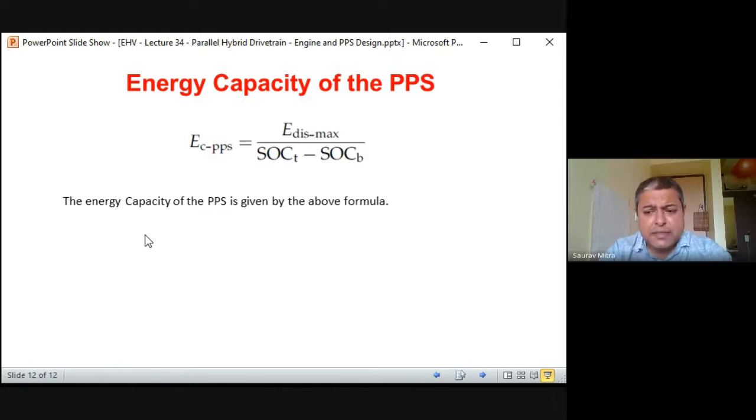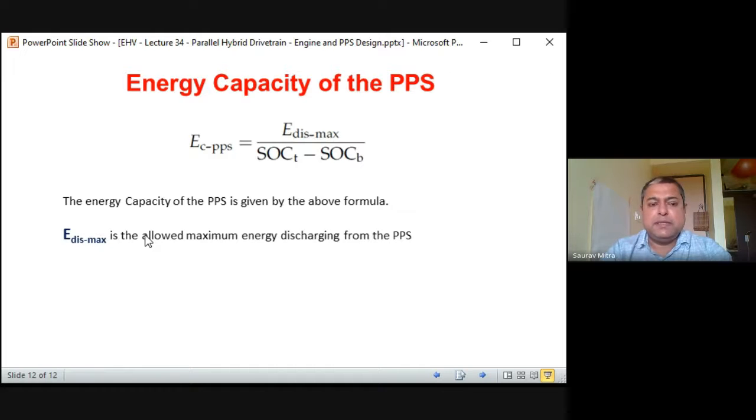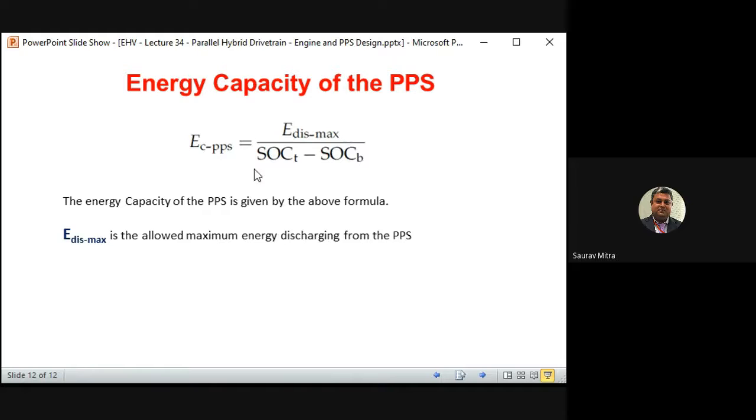There's a final slide for today, and a final slide for PPS. So ECPPS. ECPPS means whenever PPS is charging actually. So this is E-discharge max divided by SOC T minus SOC B. Okay. So the energy capacity of the PPS can be given by the above formula, whichever technology you use, either battery or ultra capacitor or flywheel, whatever it is.